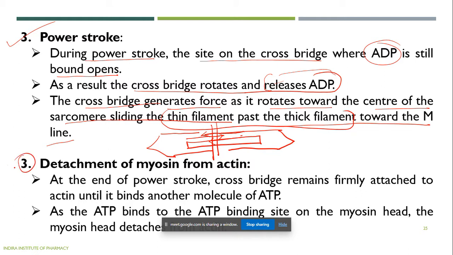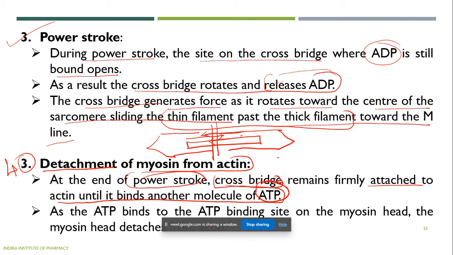Okay, so it is not the third, it is the fourth point. The fourth step is detachment of the myosin from the actin. At the end of the power stroke, the cross bridge remains firmly attached to actin until it binds another molecule of ATP. Once the power stroke ends, the cross bridge remains as it is. The myosin head bound to the myosin binding site of the actin will only be removed when a new molecule of ATP occupies the ATP binding site of the myosin head.